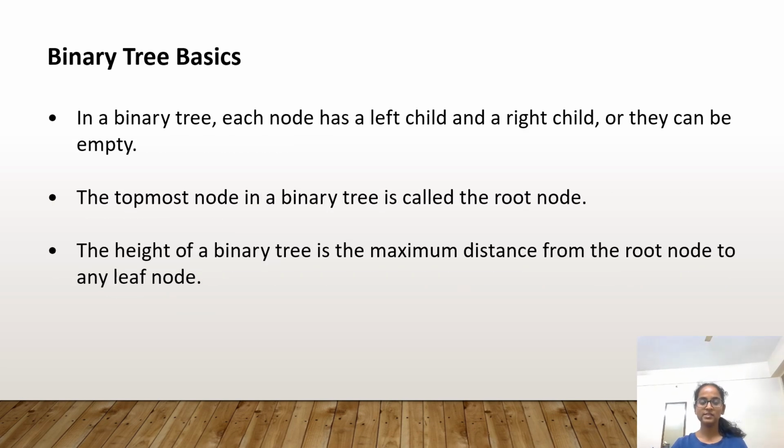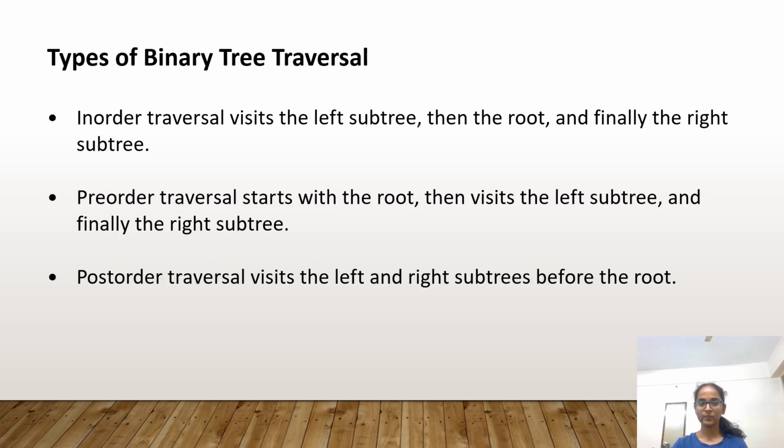Binary tree basics. In a binary tree, each node has a left child and a right child, or they can be empty. The topmost node in a binary tree is called the root node. The height of a binary tree is the maximum distance from the root node to any leaf node.